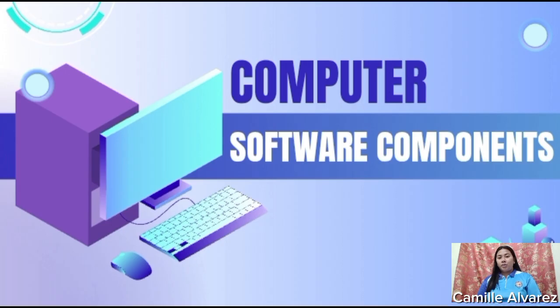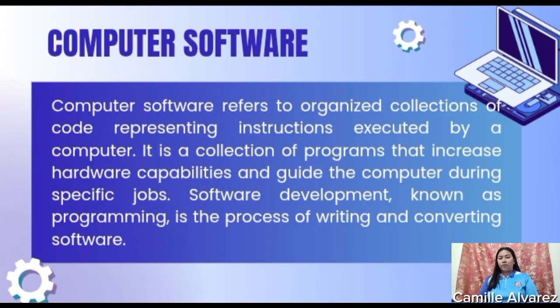Start with computer software. Computer software refers to the recognized collections of code representing the instructions executed by the computer. It is the collection of programs that increase hardware possibilities and guide the computer during a specific job. Computer software is a set of instructions or programs that enable users to interact with the computer. Examples are all the apps we use or download on our laptop or phone, like Chrome, Gmail, and many more.